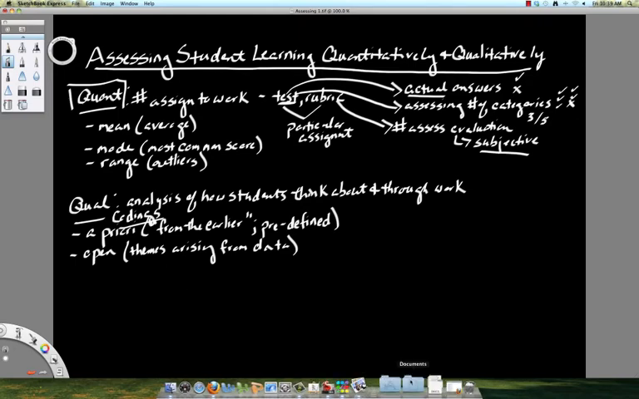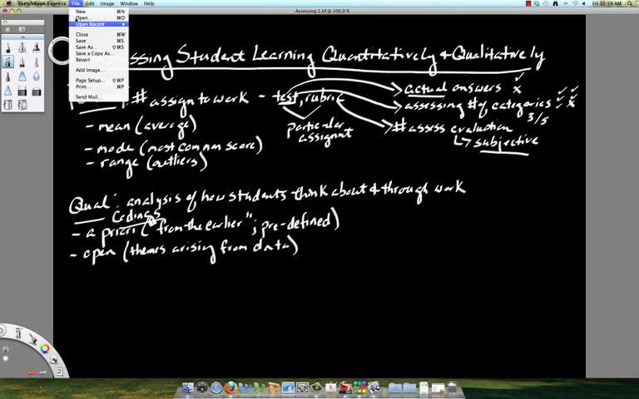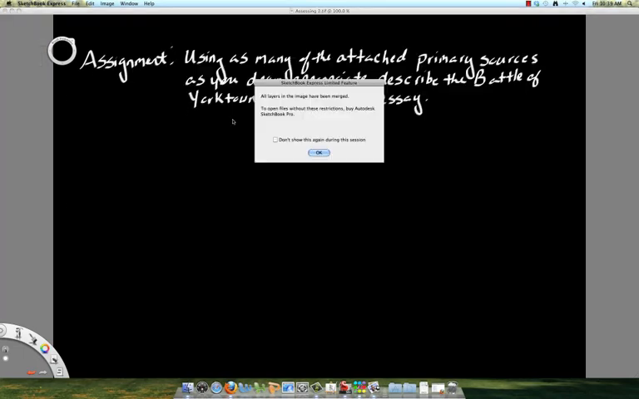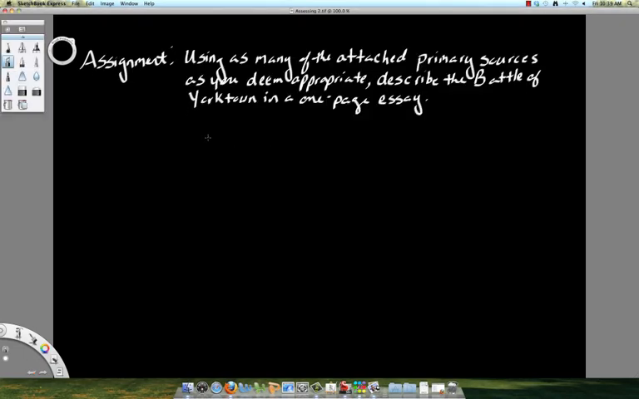For example, let's take a look at an assignment that we might do. Let's take an example of an assignment that I used when I taught middle school social studies. I asked, using as many of the attached primary sources as you deem appropriate, and I gave the students about 5 minutes: Describe the Battle of Yorktown in a 1-page essay.